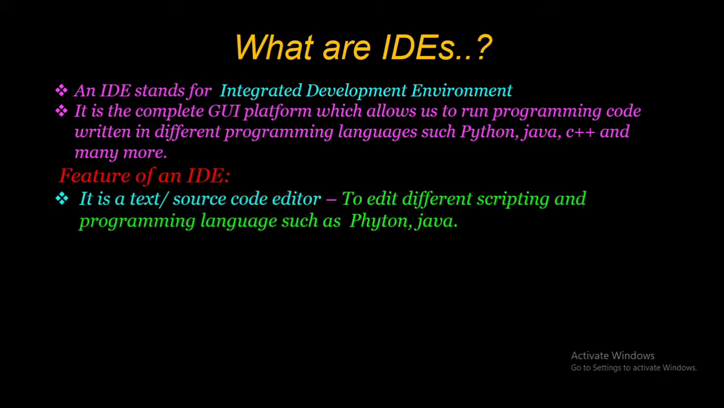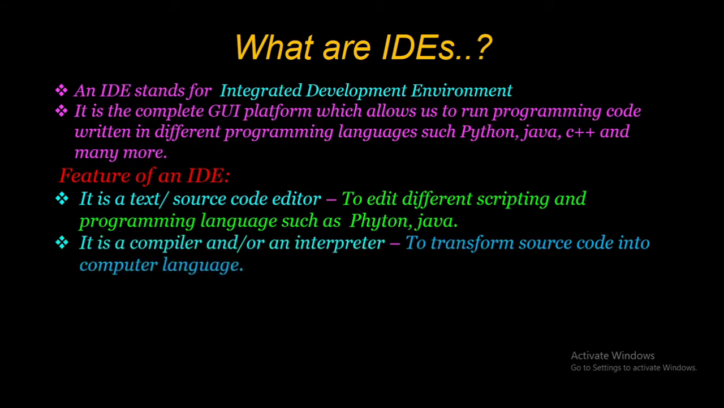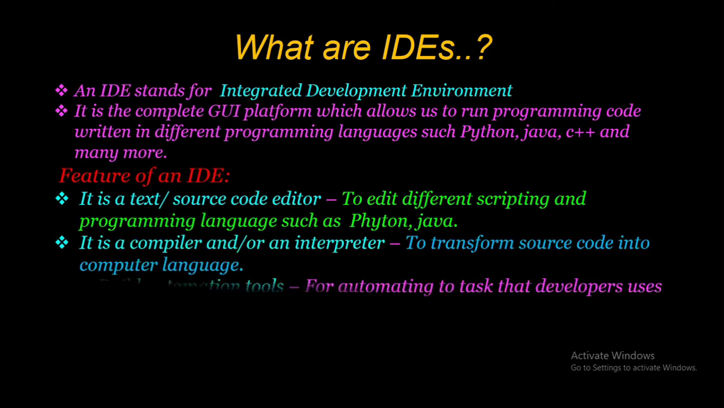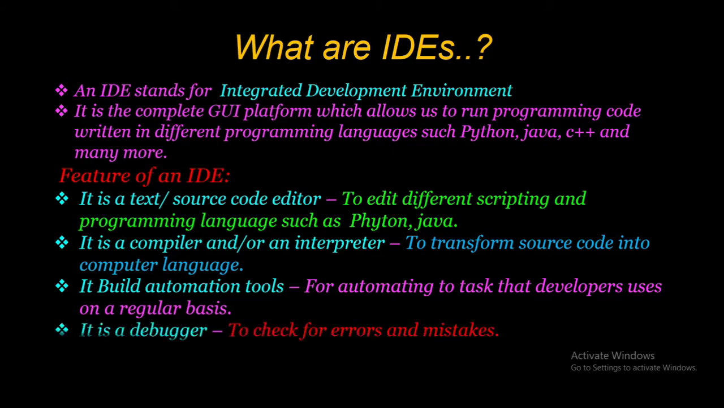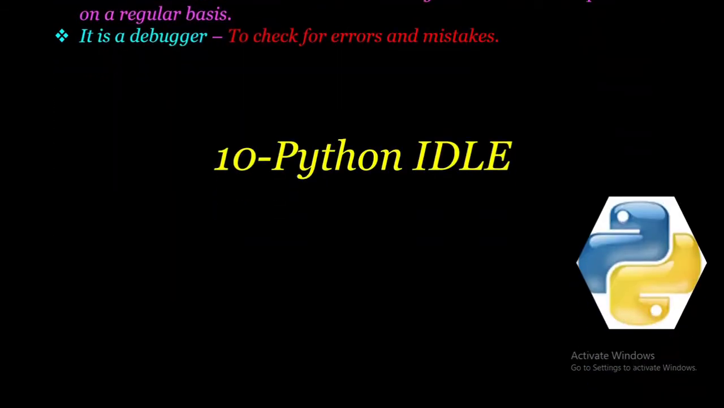It is a text editor or source code editor. It allows us to edit different scripting and programming languages such as Java, C++ and many more. It is a compiler or an interpreter. It helps us to transform source code into different computer languages. It builds automation tools for automating the tasks that developers use on a regular basis. It is a debugger to check for errors and mistakes.